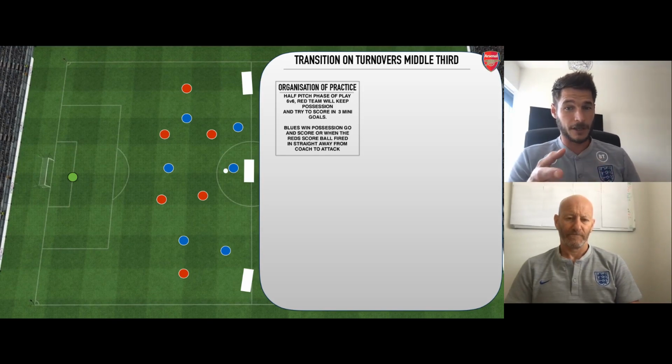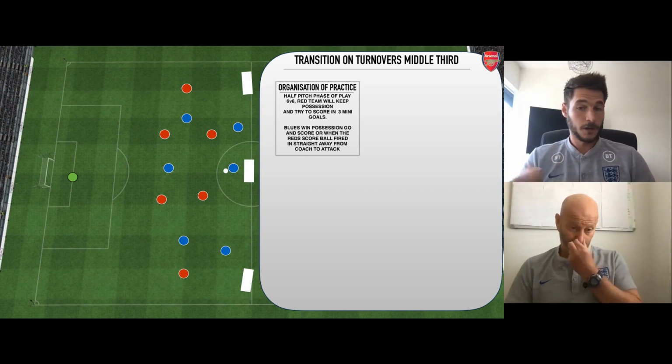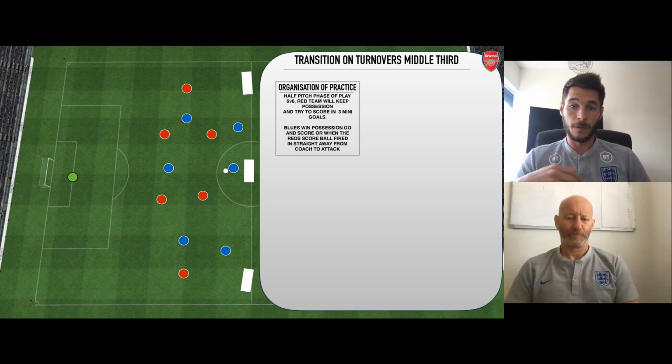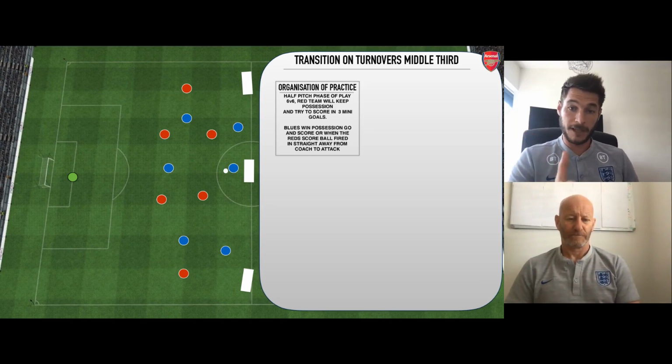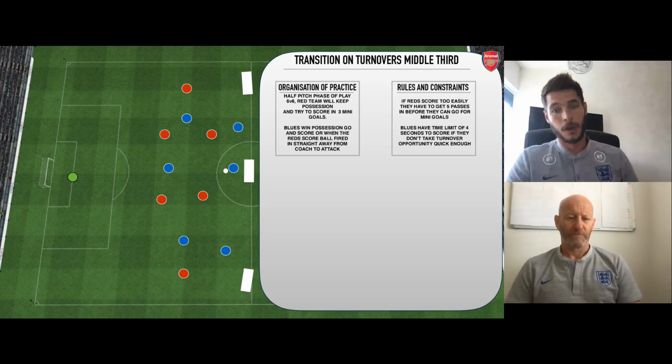So the organisation of this practice is a half pitch phase of play. It's a 6v6. The red team is the team we're going to be working with. They're looking to retain possession and try and score into the 3 mini goals when possible. It's quite self-explanatory. Blues win possession, go and score. Or when the Reds score into a mini goal, a coach will fire a ball into the Blues for a transition. Straight away, off you go, try and attack, and we're looking at that. So, rules and constraints.